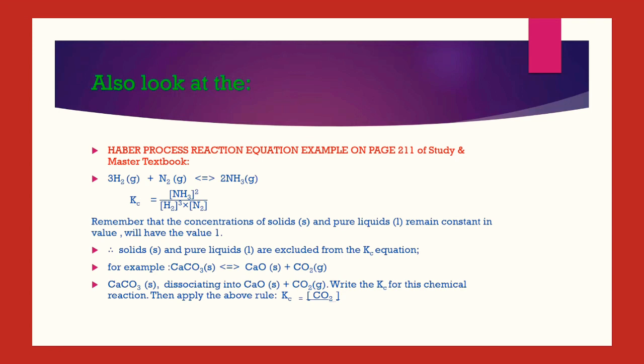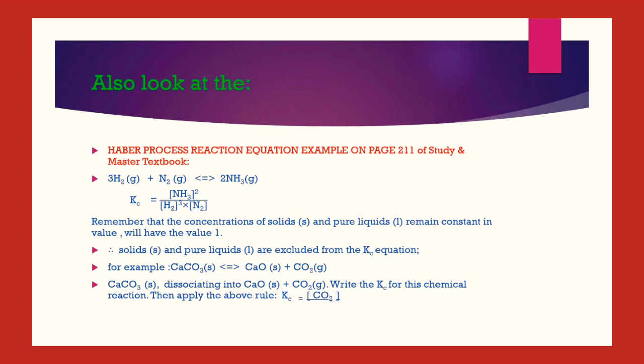Once you heat it, calcium carbonate in solid form burns to form calcium oxide plus carbon dioxide. Calcium carbonate is dissociating into calcium oxide in solid form and carbon dioxide in gaseous form.